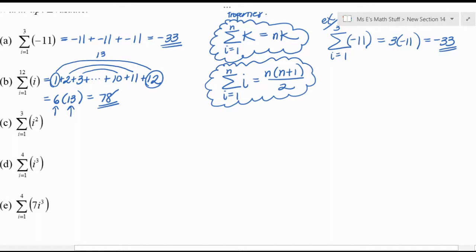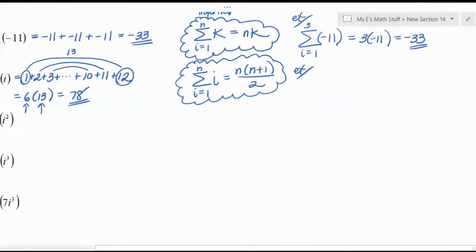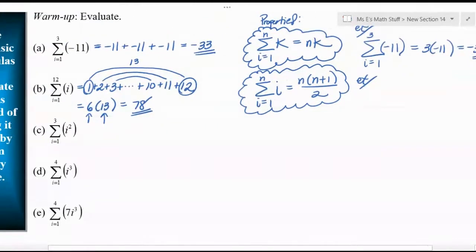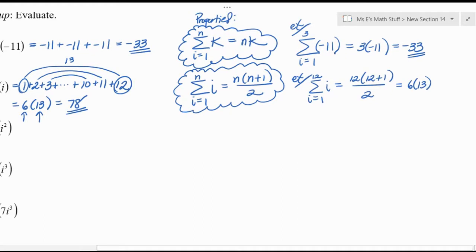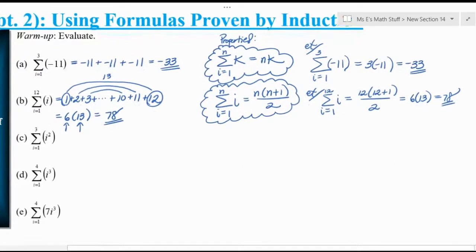Now, as just an illustration, let's redo part B there. So the sum as i goes from 1 to 12 of i. If you use this formula, you would end up with 12 times 12 plus 1 over 2, which, canceling the 12 and the 2, you get 6, and then times 13, and there's your 78.